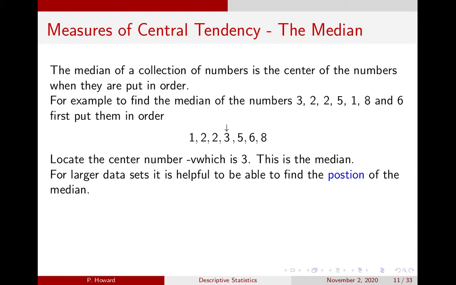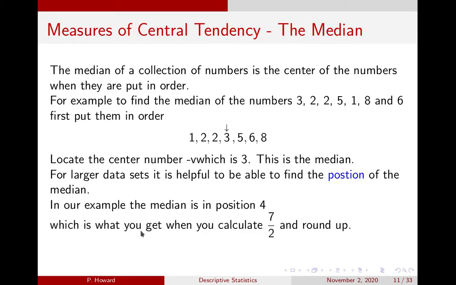For larger data sets, it's helpful to be able to find the position of the median. So if you had 500 numbers in your data set, it might not be as easy to scan through the 500 numbers in order and find the median. So in our example, the position of the median is position 4. The median is the 4th number from the left end of the data when the data is put in order.